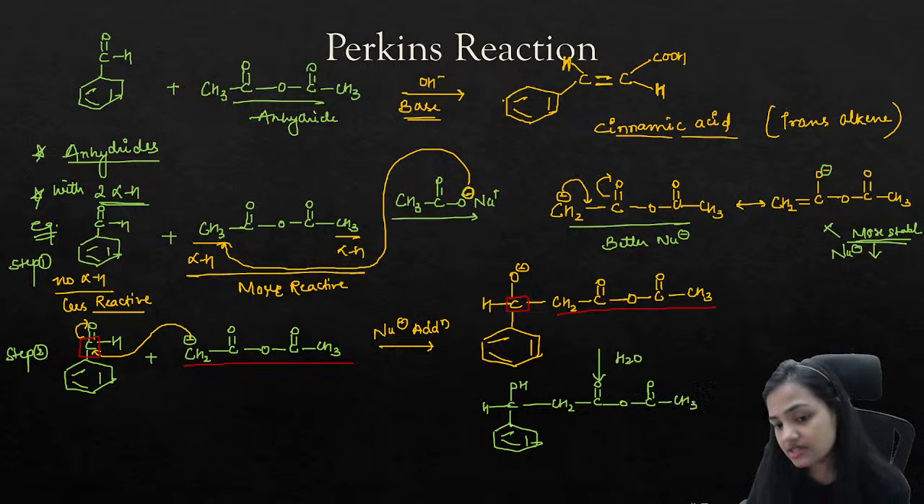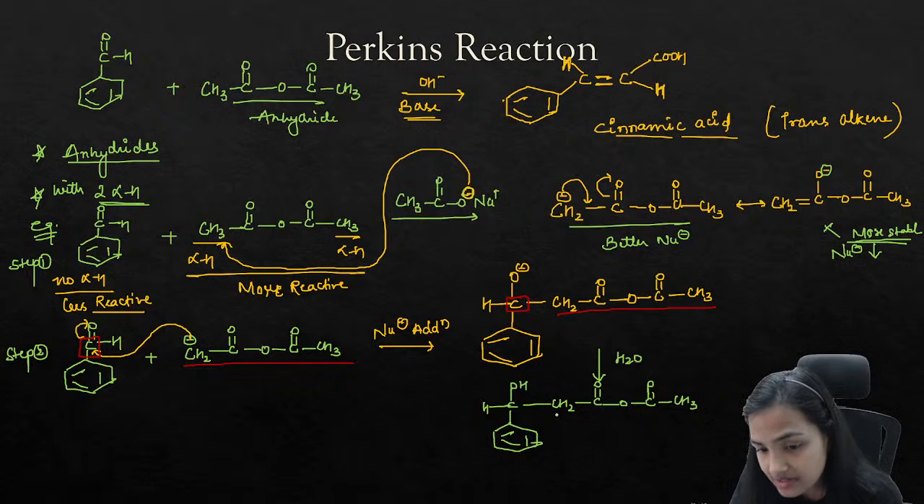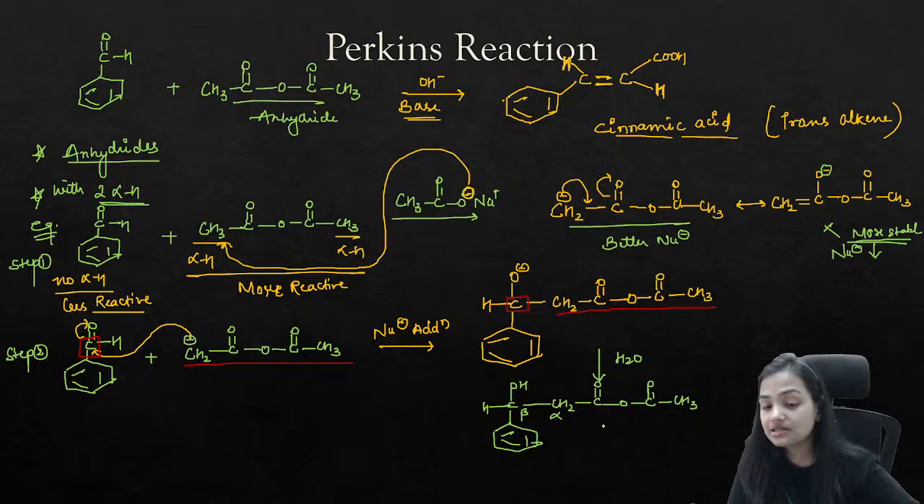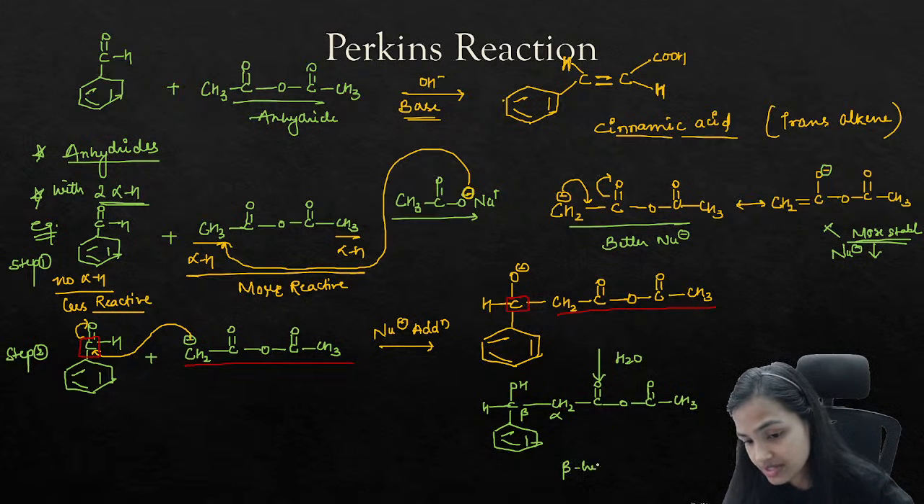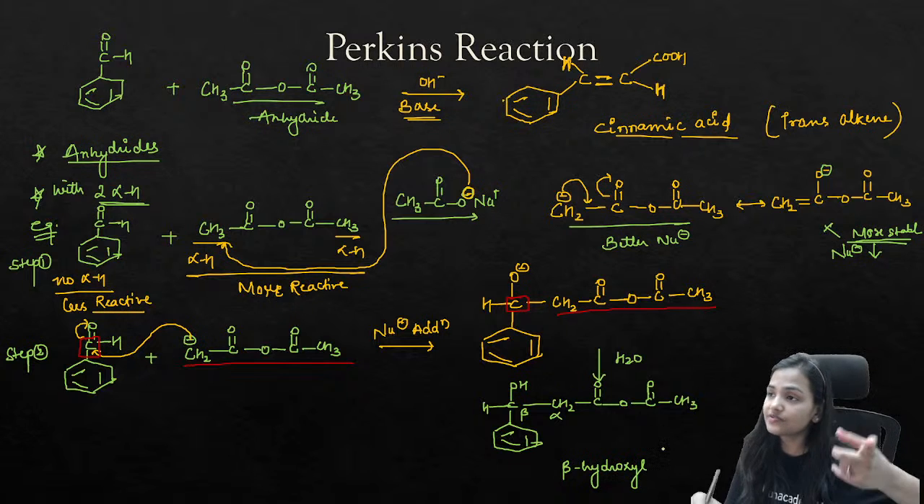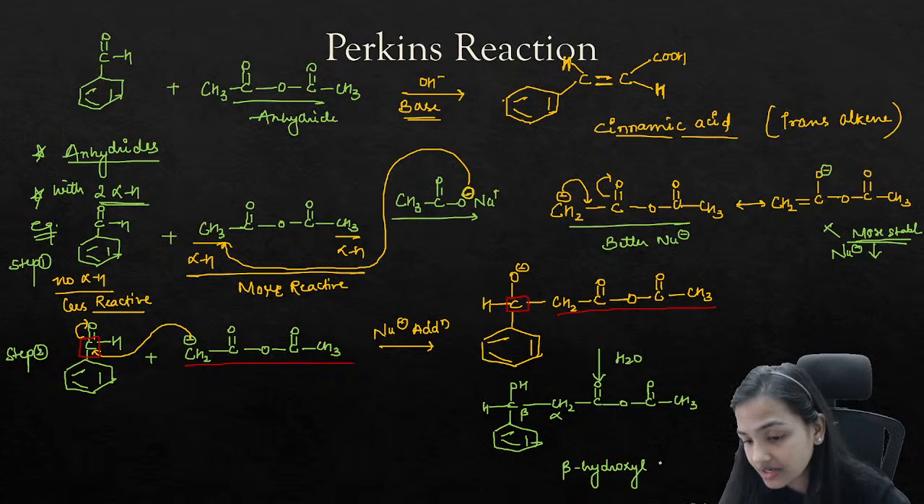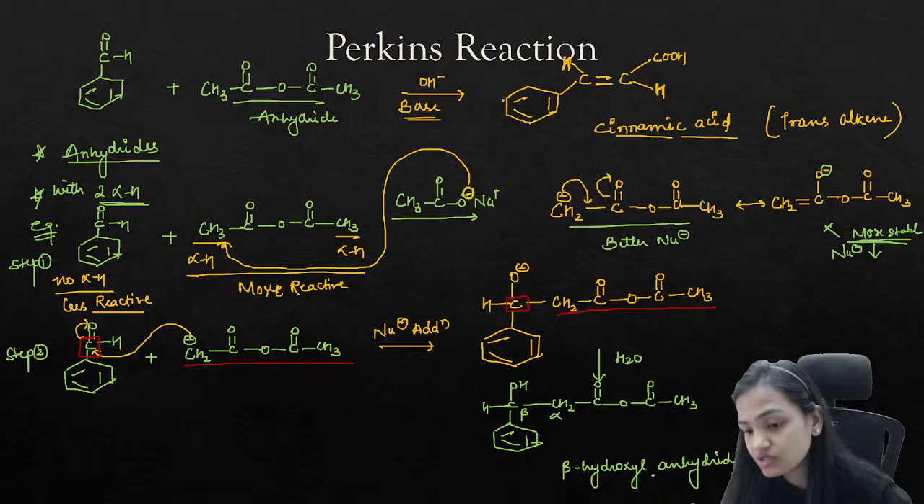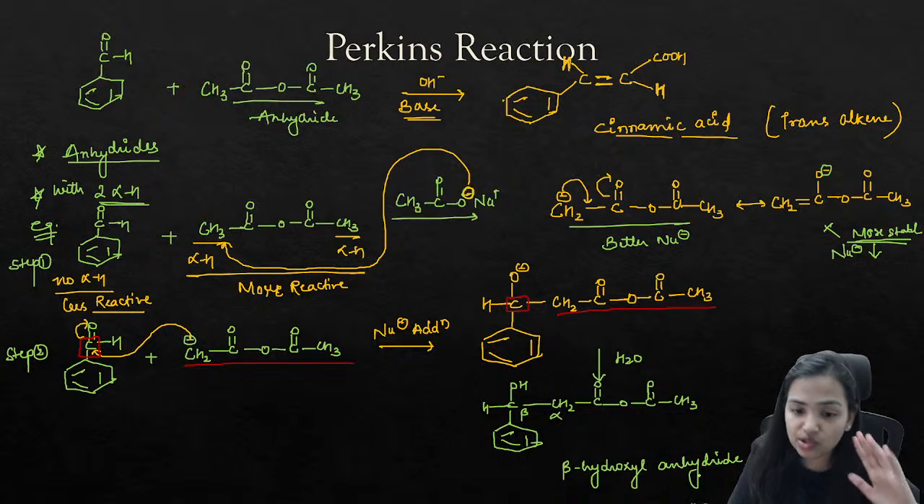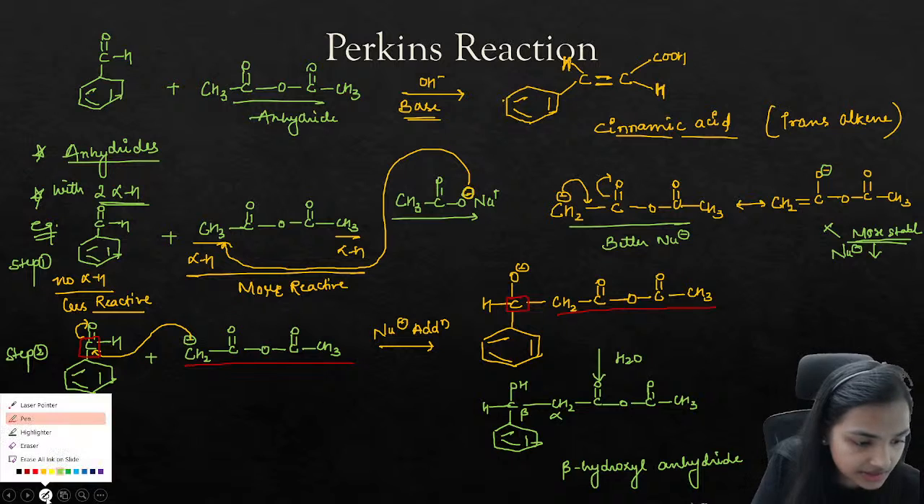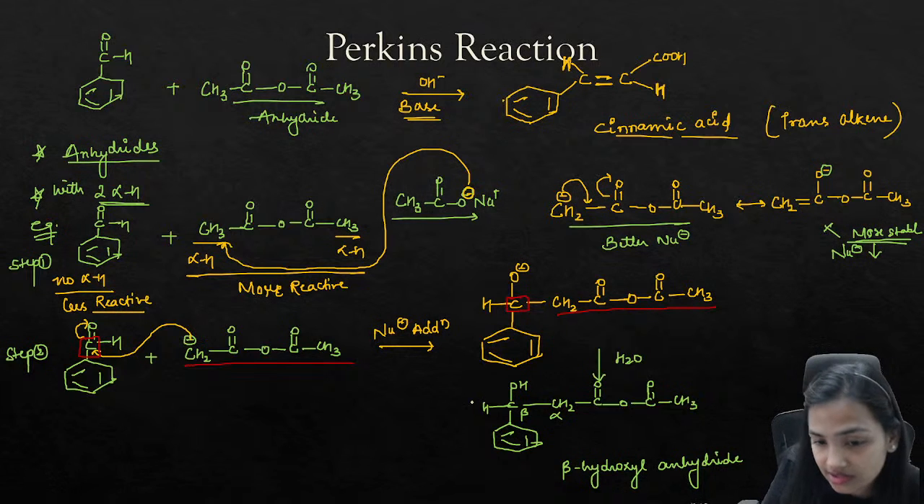If you see this particular product, you will find that this is the alpha and this is the beta. So this is the beta hydroxyl anhydride, right? Just like in the case of aldol, where we got a beta hydroxyl carbonyl compound, here we are getting a beta hydroxyl anhydride. But is this the product? No, this is not the stable product. Still some other things have to happen. So what are those other things?